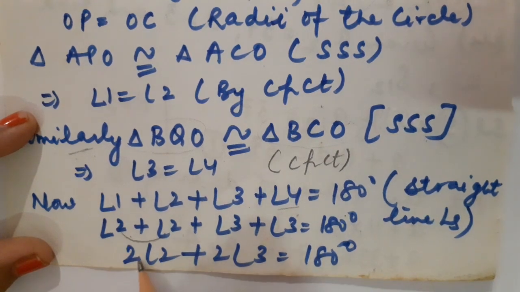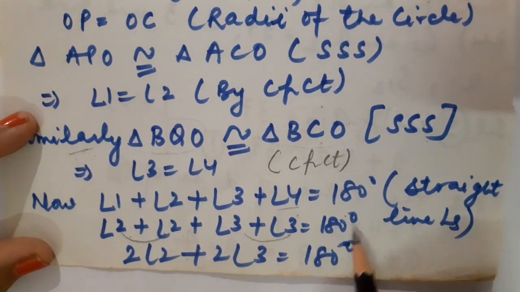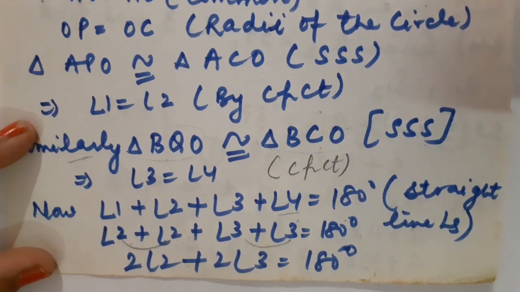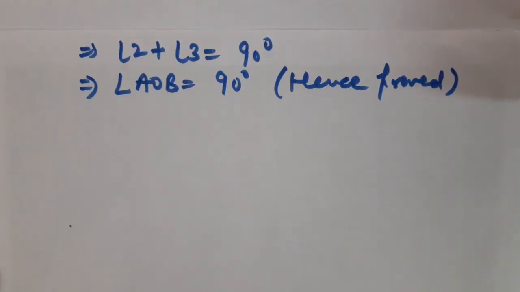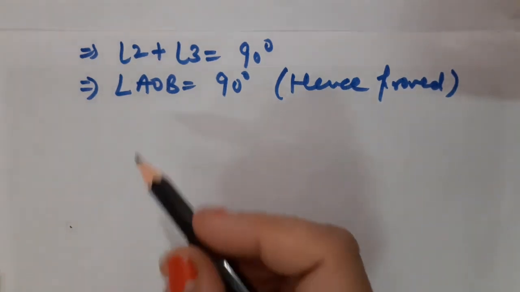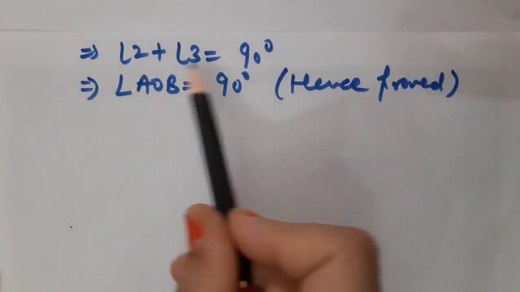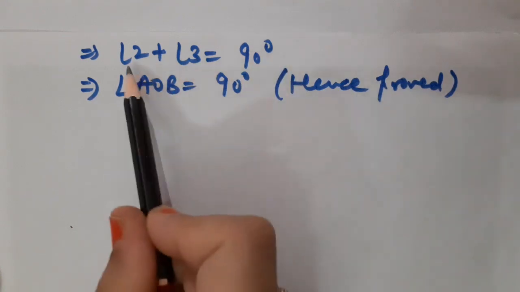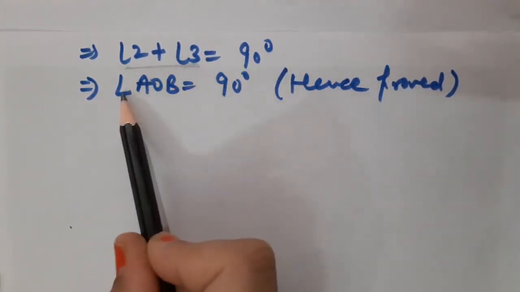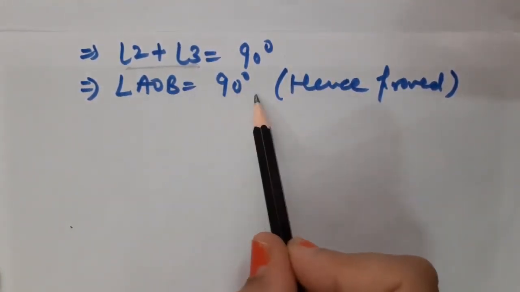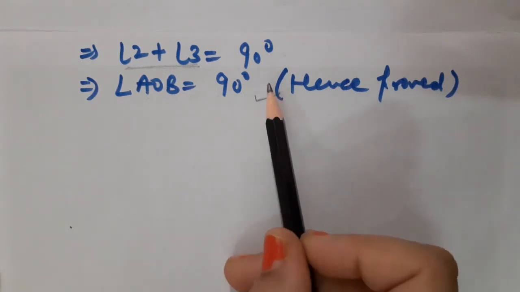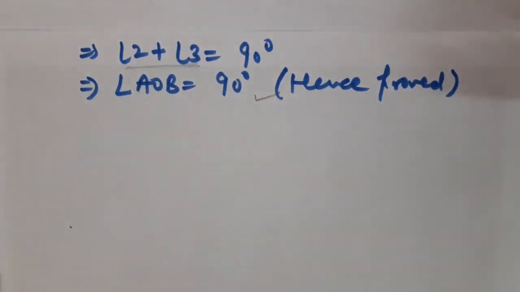So this is twice of angle 2 plus twice of angle 3 is equal to 180 degree. Fine, children? So children, if twice of angle 2 plus twice of angle 3 is equal to 180 degree, then we can say that angle 2 plus angle 3 is equal to 90 degree. And what is this angle 2 plus 3? This is actually angle AOB is equal to 90 degrees. So hence proved. The same thing we wanted to prove.